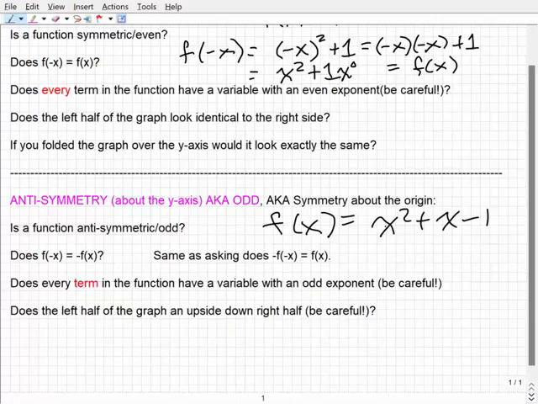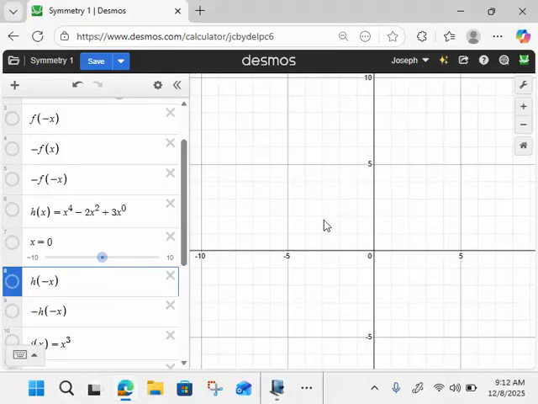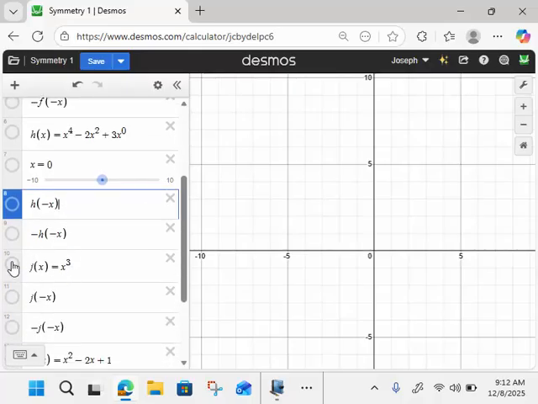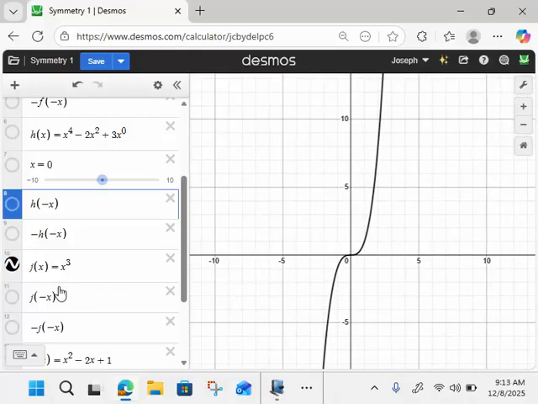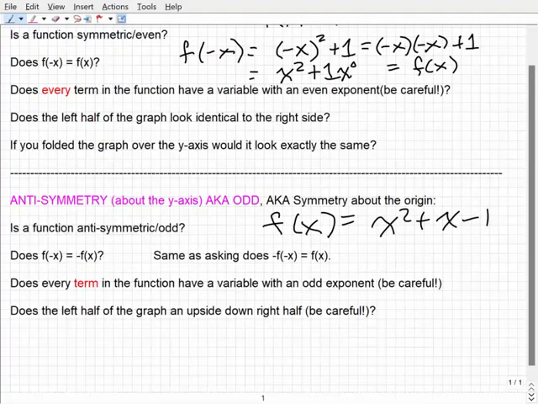Anti-symmetric? Well, what does that mean again? It means odd. Let's go back to our little example. Here's our simplest one. It means the left side is the negative of the right side. So that means if I took the graph, I like to think of it this way. If I replaced x with a negative x, is that the same as the negative of the function? Or is the left side the same as an upside down right side?